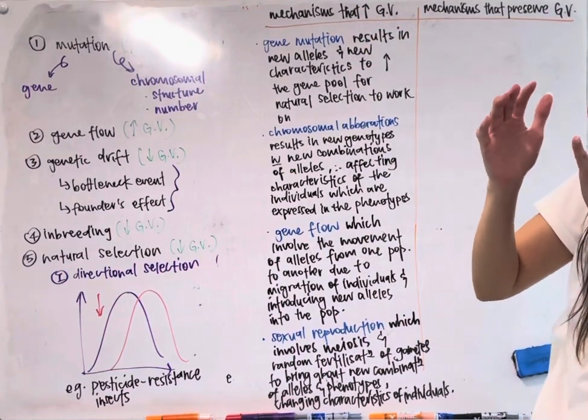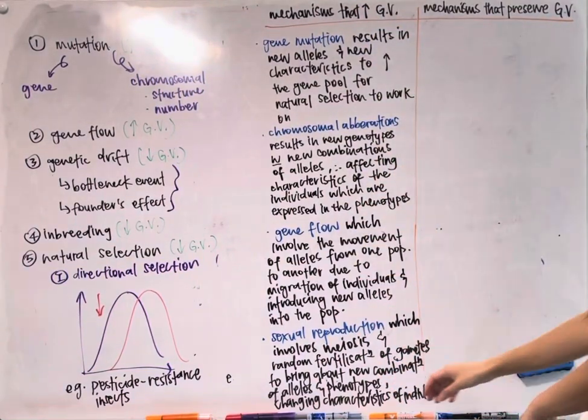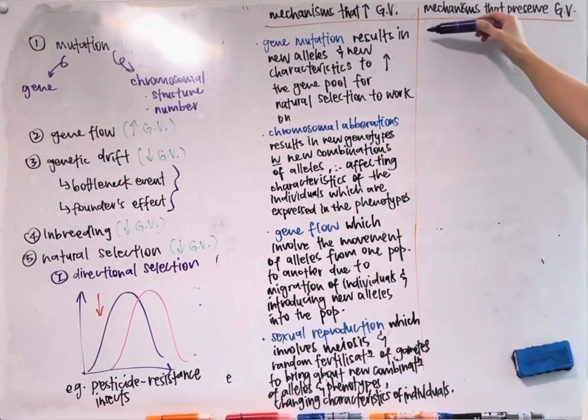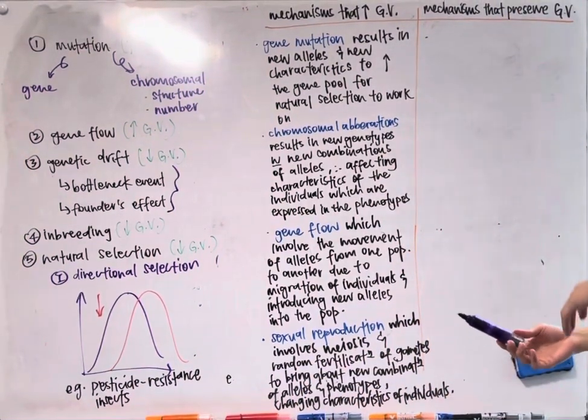Now, what else? We also know that if you have mechanisms that increase GV, I also have mechanisms that help me at least preserve GV, right? So let's go through this. First mechanism that helps preserve GV, any idea, Columbia?